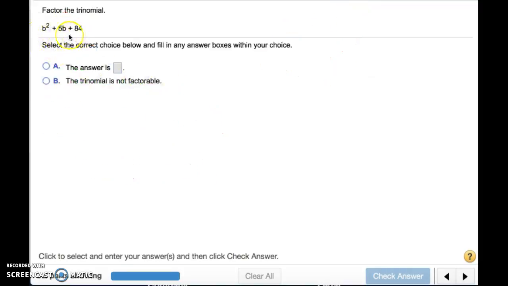Right, this next problem also has three terms. And since that's b squared and that doesn't have any b's, there's no greatest common factor. So we're going to try and break these up like we did before using the three terms t-chart. So here's my t-chart, factors of a times c that add up to b. So my a is 1, my c is 84, so 1 times 84 is 84, and my middle term is 5.